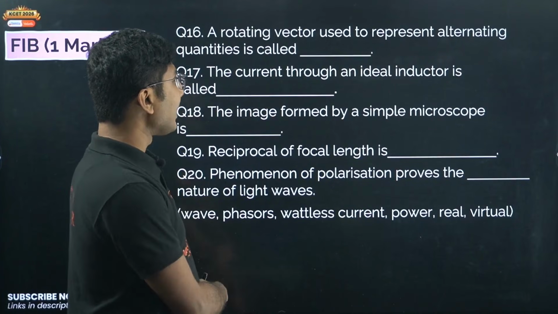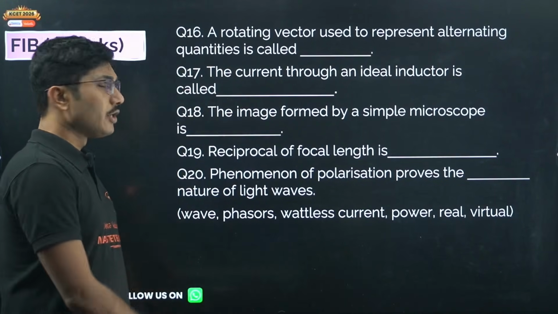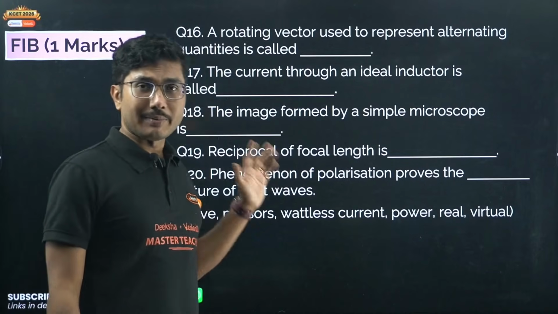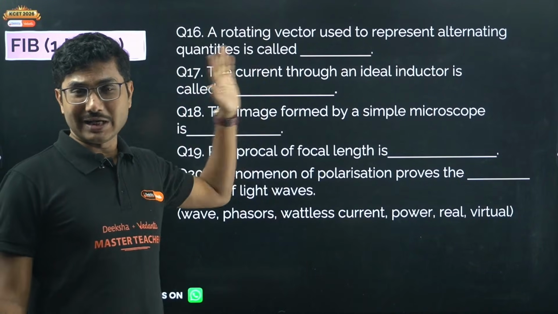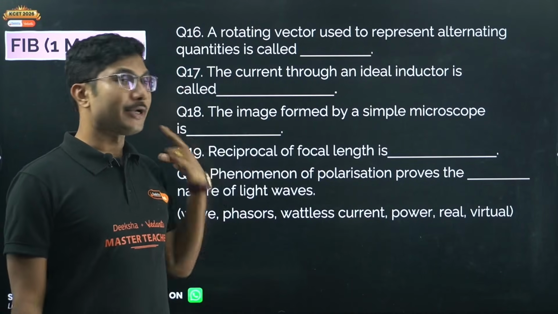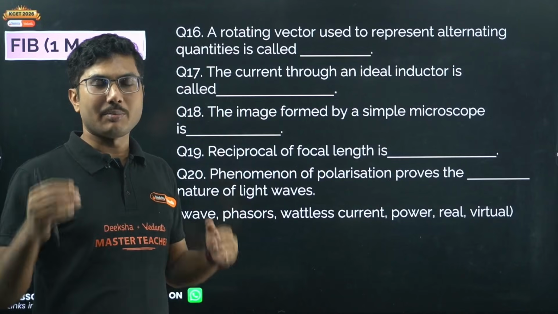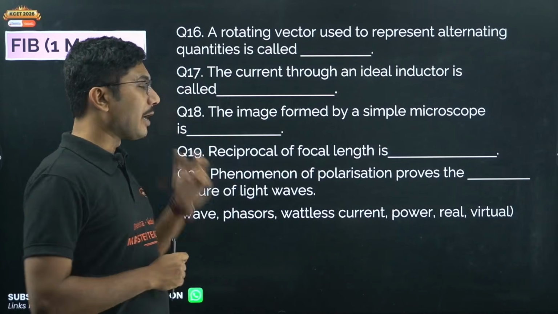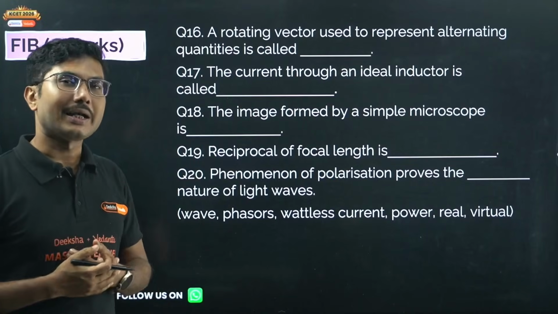A rotating vector used to represent alternating quantities is called. So whenever you are trying to fill in the blanks, always remember, in case you don't have any idea what is the answer, just check the options and make sure that makes proper sense. Something will remind you something. If that does not remind you anything, that may not be a correct answer.